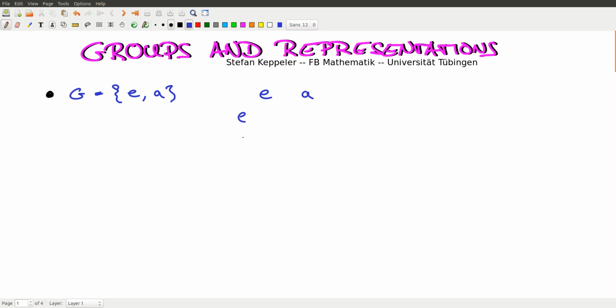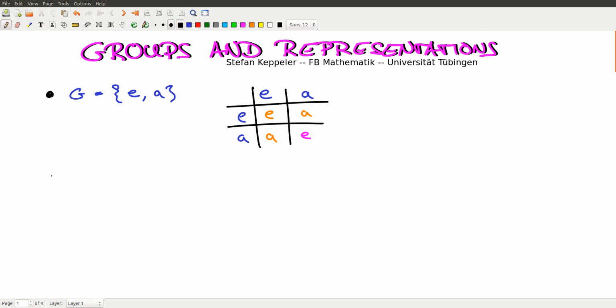E, A, E, A. We know identity times something gives something, so there has to be an E, and an A, and an A here. And now since every element appears exactly once in each row and each column, there has to be an E here, no other choice. So this is, up to renaming the elements of this group, the unique group of order 2.